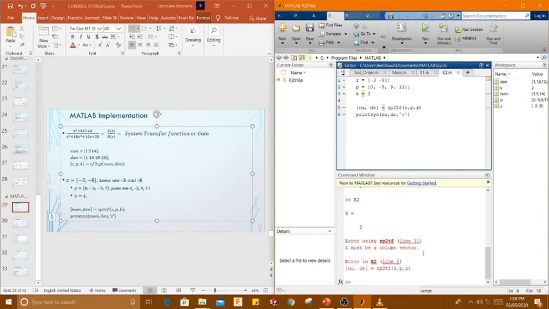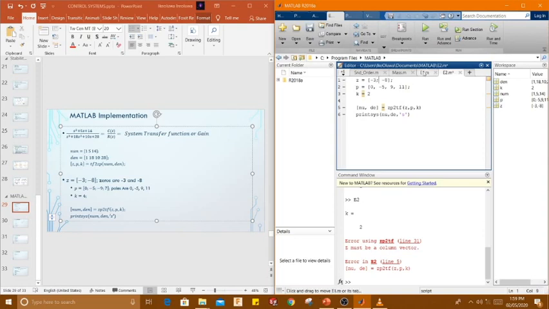So now where is our problem? A column vector, okay. Z must contain a column vector. What did I make a mistake? Oh, yes, there's a mistake. Now, note, it has to be a column vector. Now, this is a row vector. The way you change this to a column vector is, instead, you use semicolons.